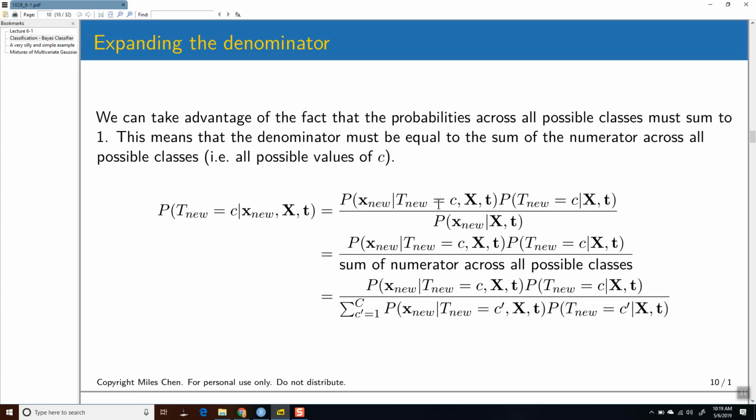And so that's what we've done here: I've just expanded the probability of x new to be the sum of the numerator across all possible classes. This looks a lot scarier than it is. You just take the numerator, set it equal to class 1, calculate it, and then do the same for class 2, class 3, all C classes, and then add them up.